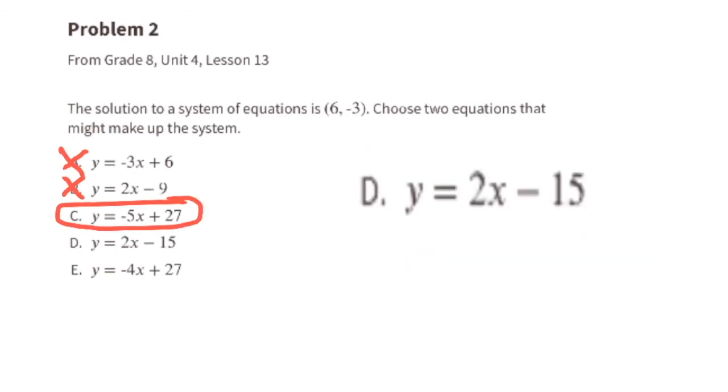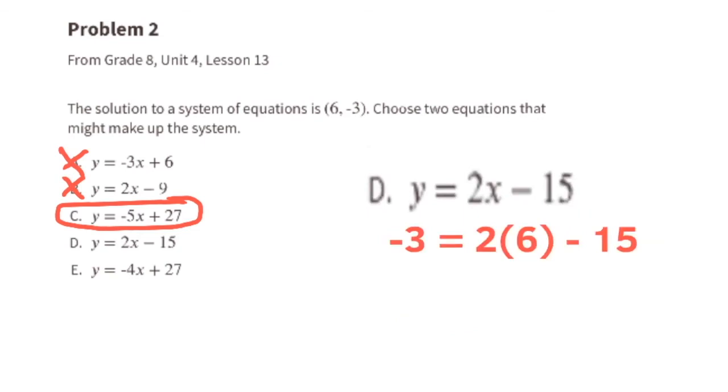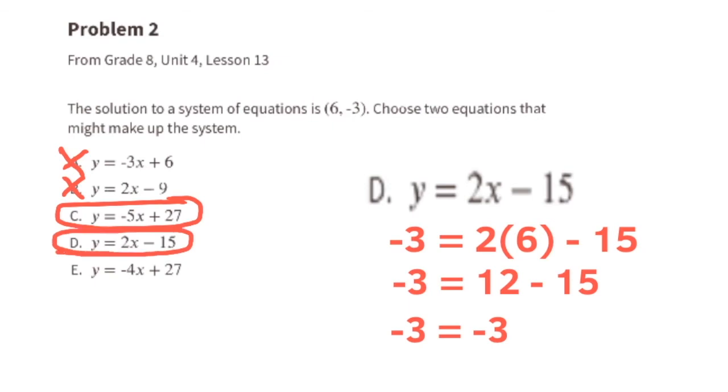Let's try D. Let's substitute the x with a 6 and the y with a -3. Now the equation reads -3 equals 12 minus 15. Since 12 minus 15 equals -3, -3 does equal -3, so equation D also might make up the system.